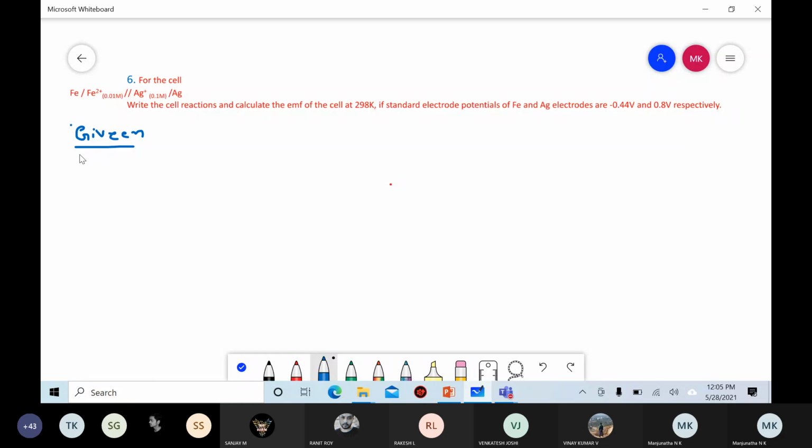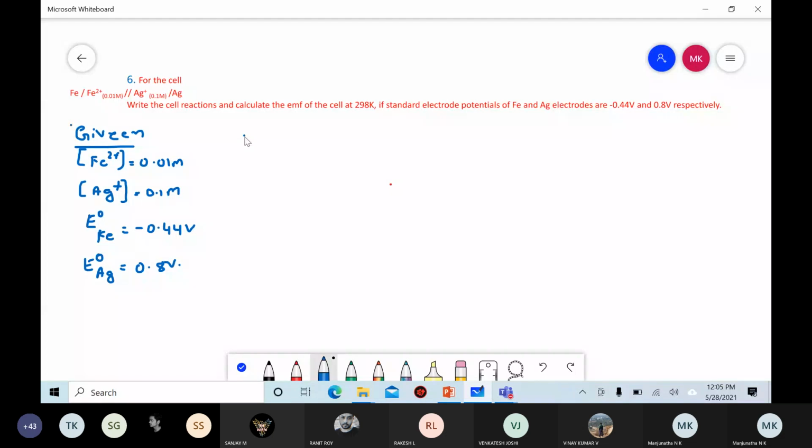First, they gave the concentration of Fe2+, which is equal to 0.01 molar. Next, they gave the concentration of Ag+, that is 0.1 molar. Then they gave the standard E0 value of iron, that is minus 0.44 volts. Another one they gave is the standard E0 value of silver, that is 0.8 volts. After writing this given data, you need to write down the cell reaction.